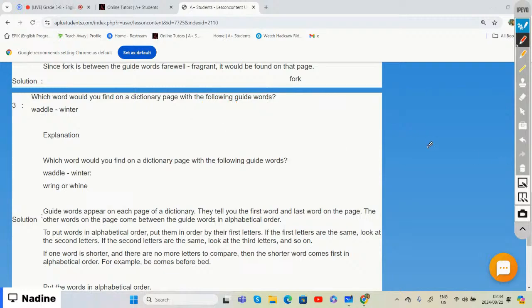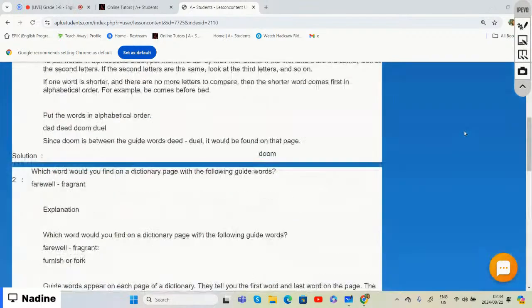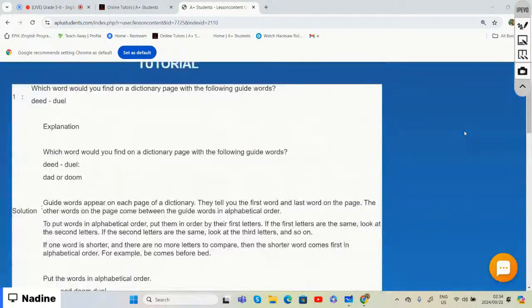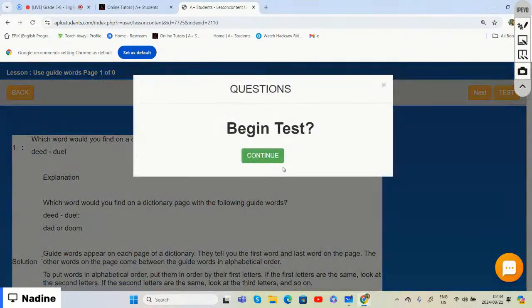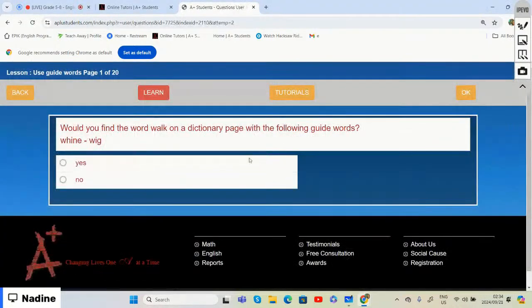All right, so now we can go to our test, where we are going to use guide words. So here it says, would you find the word walk? Will you find the word walk on a dictionary page with the following guide words, wine and wig? Will you find this word walk on the same page as wine and wig? Yes or no?